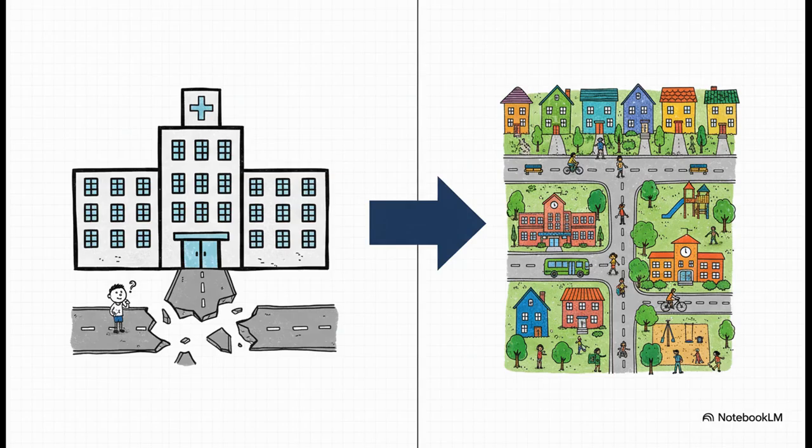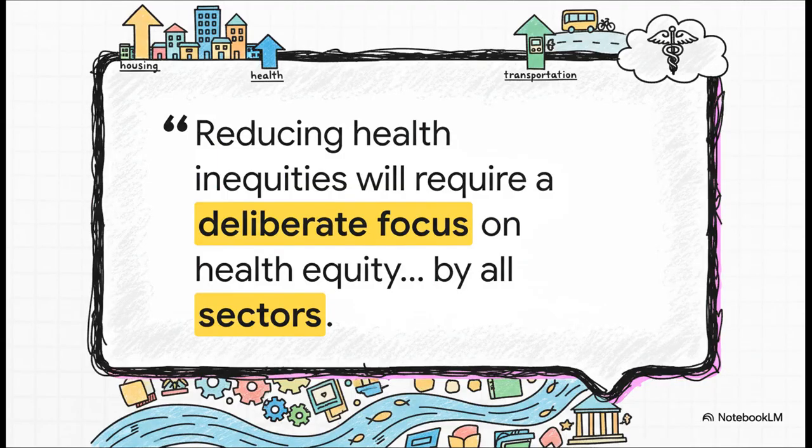So if there's one thing to take away from all this, it's this. Improving access to doctors and hospitals is absolutely important, but it will never be enough to achieve health equity. It just won't. True health equity demands that we look upstream at the policies and systems that shape our lives from the very beginning. You know, this quote from the source material just nails it. Reducing health inequities isn't going to happen by accident. It takes a deliberate, intentional focus on equity, not just from our public health agencies, but from all the other sectors that have such a huge impact on our well-being.